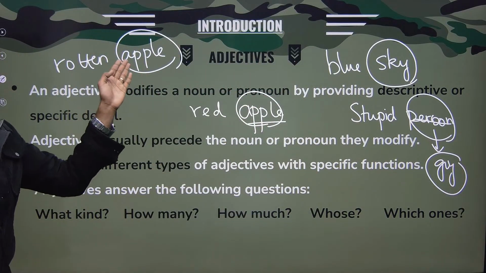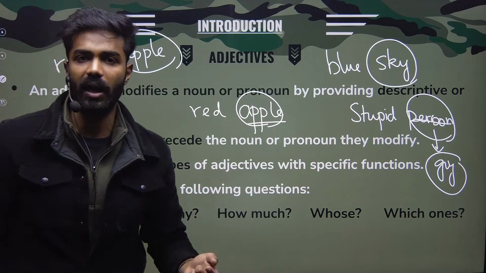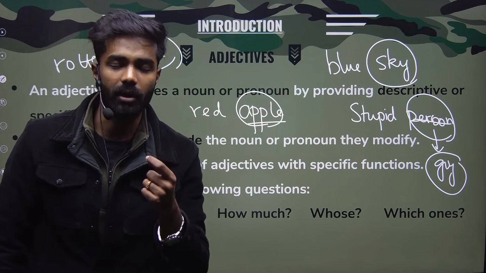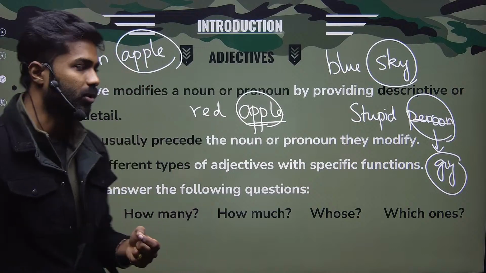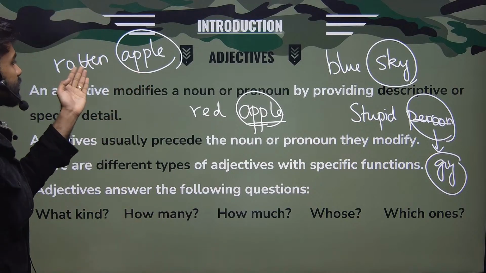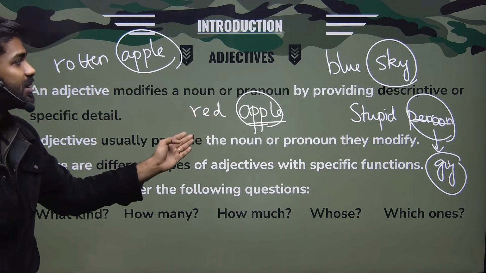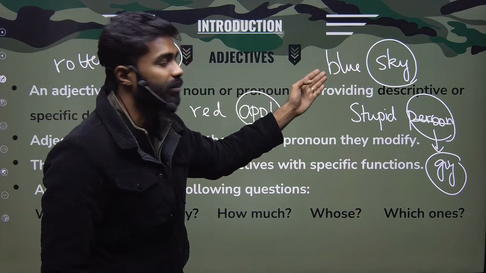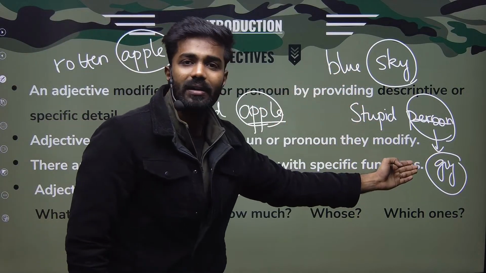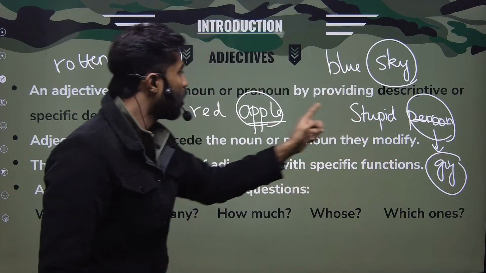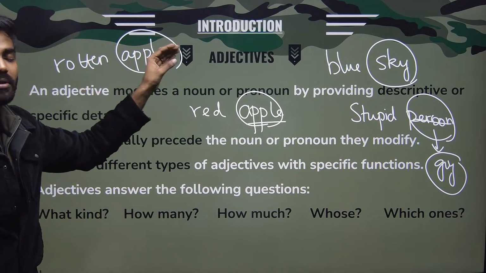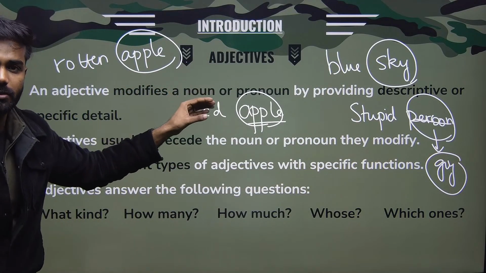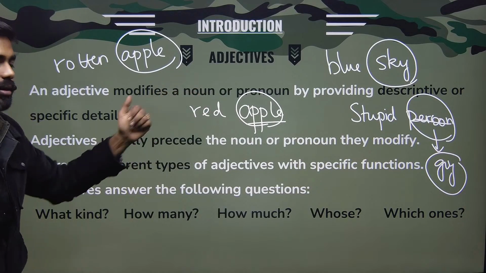And rotten apple is giving the quality of the apple. It is giving me additional information about the apple. How is this apple? This apple is rotten. How is this apple? This apple is red. How is the sky? The sky is blue in color, right? The guy is stupid. So all these are my adjectives, which are giving extra information to my noun, right?